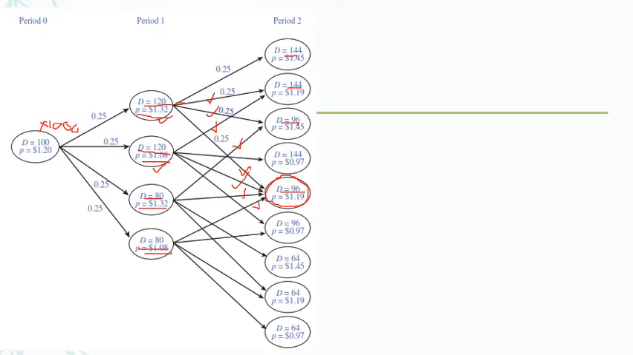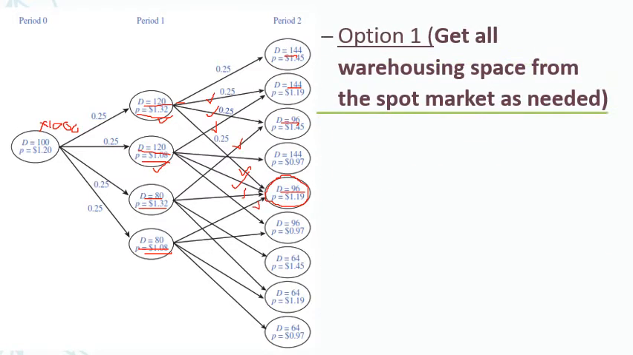Now let us calculate the expected value at period 2, or expected profit at period 2. First consider option 1: get all warehouse space from the spot market as needed. I am not going to do any booking. I am not going to go for lease. As and when the need arises, I am going to purchase it. How does that happen?